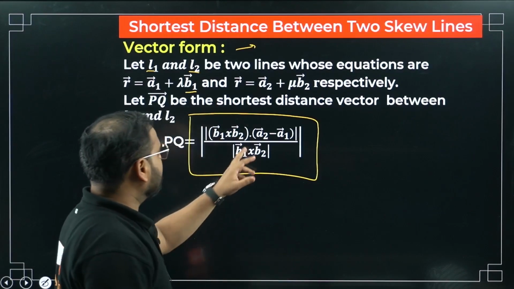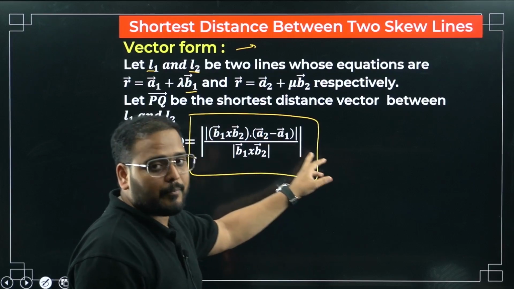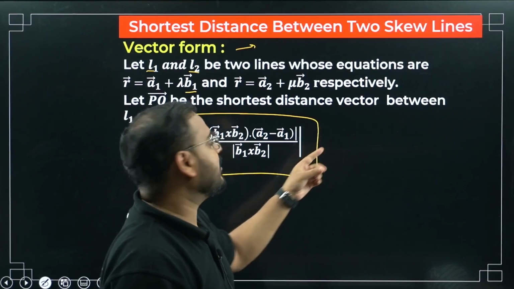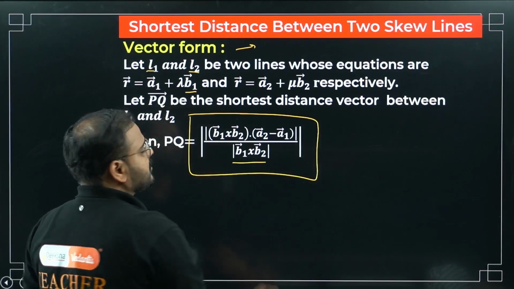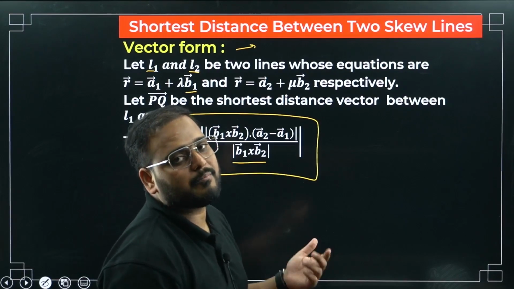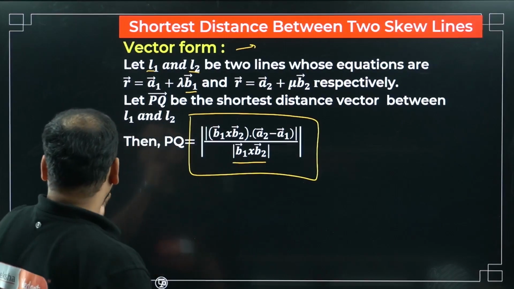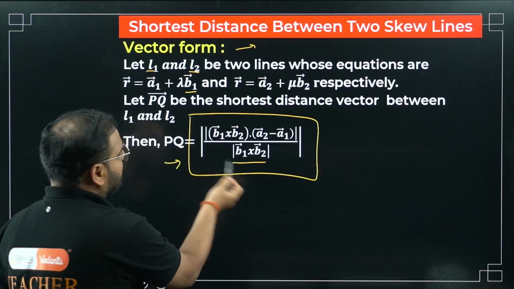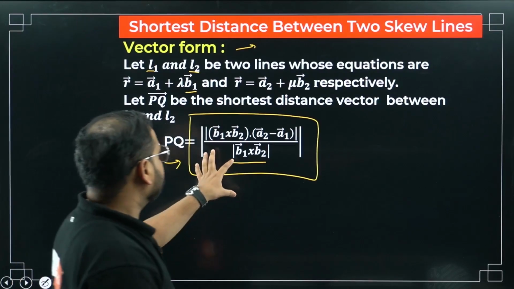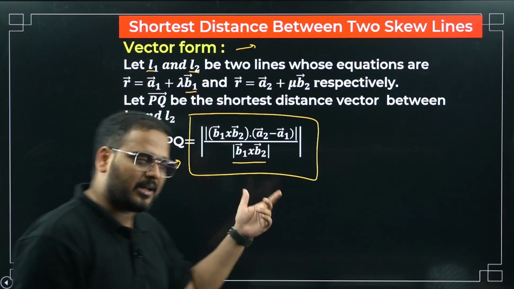So you take the dot product of the difference of the components, a2 minus a1, upon the modulus or the magnitude of the vector product of b1 and b2. Same order, b1 and b2. Okay, so remember this formula, we'll solve questions on this. Please recall this, very important. I'll ask you to recall.